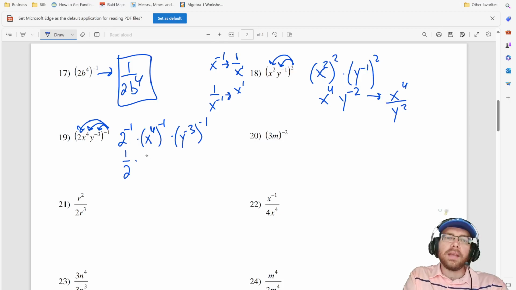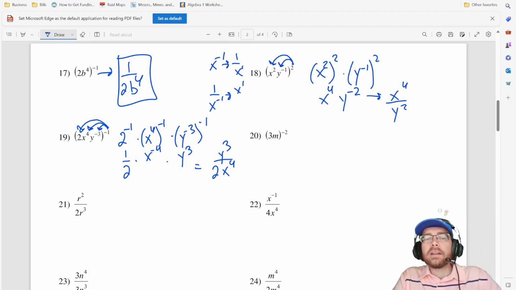And then this would be x to the negative 4 power. And then this would be y to the positive 3 power, because it's negative 3 times negative 1, which is positive 3. And then we still need to flip the x, because all I did was just take the power to the power. So I still need to flip the x, but the y would stay. So it would be y cubed over 2 x to the 4th.